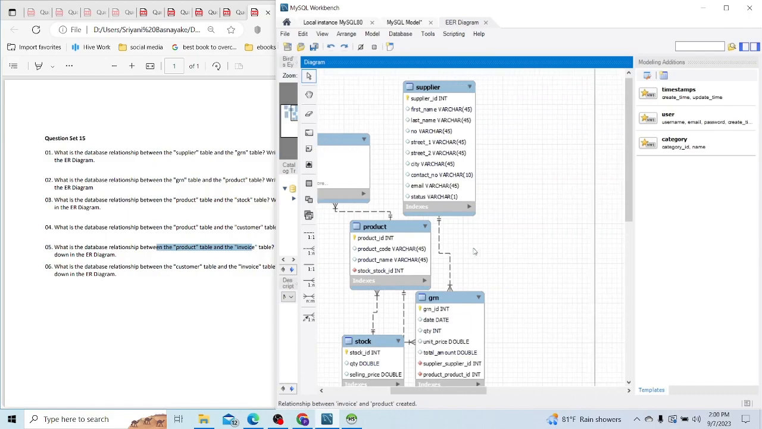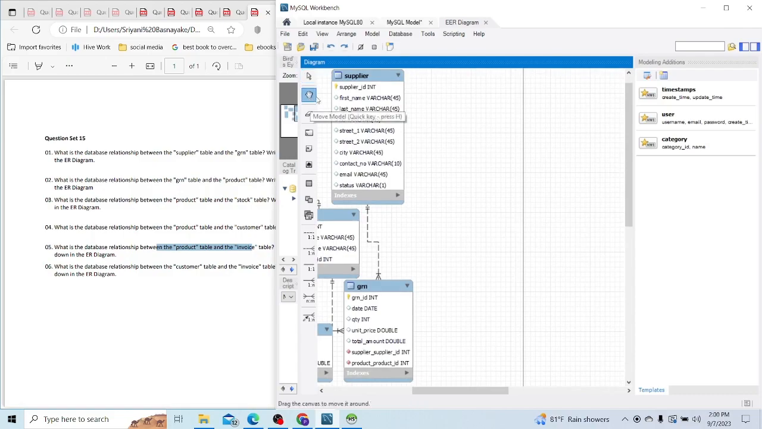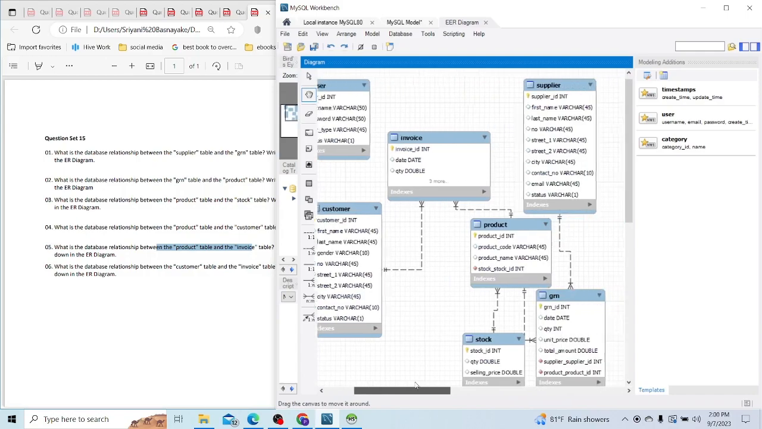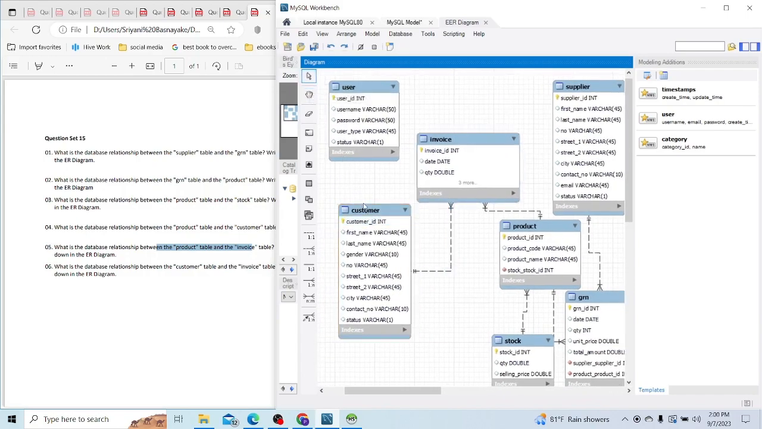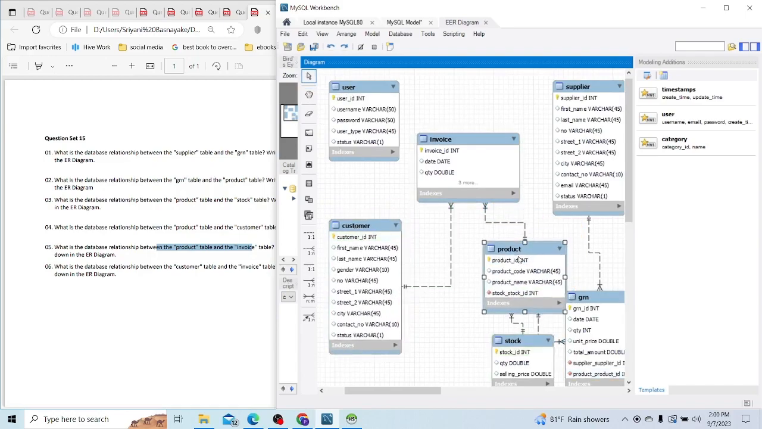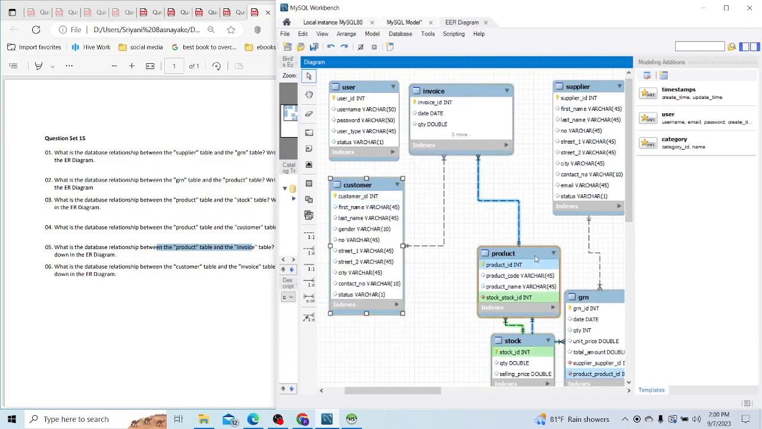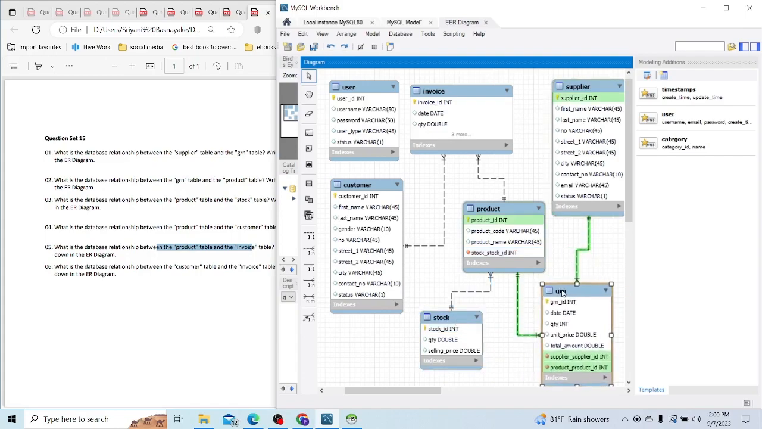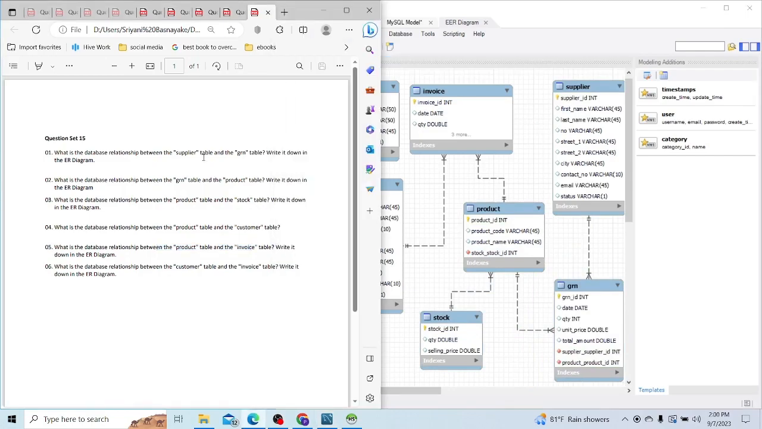So in this ER diagram, I have the user table, customer table, product table, this is the invoice, product table, stock table, good received note, and the supplier table. So that's it for the whole Next Mobile scenario. Thank you.